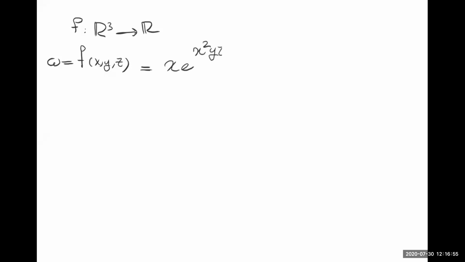Let's do one more example. Suppose I have a function f of x, y, and z, let's call that w, defined on the 3-dimensional space to R. Let's say the function is equal to x e to the x squared yz plus yz.